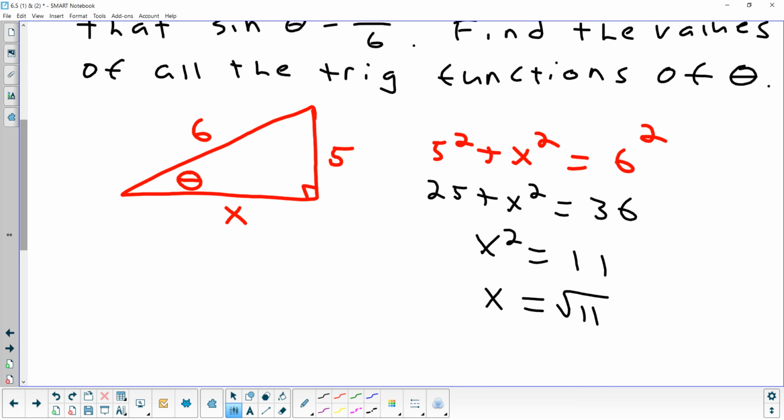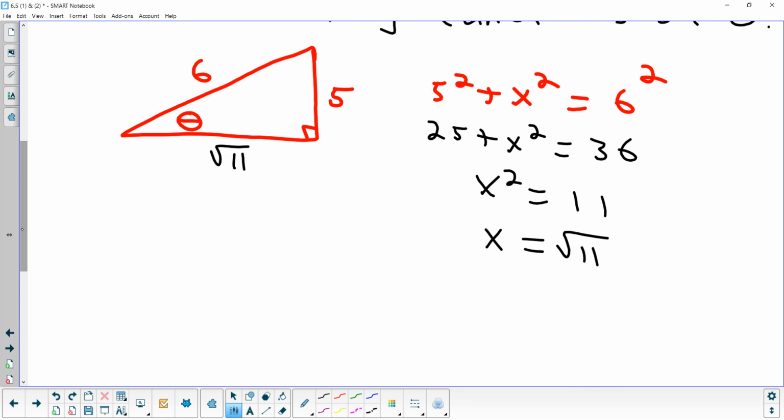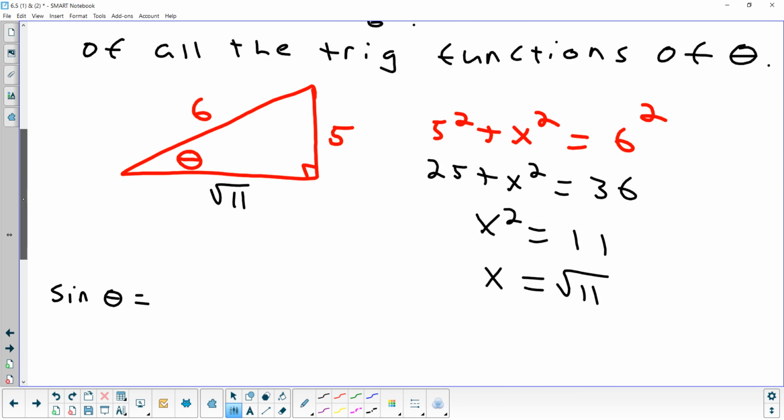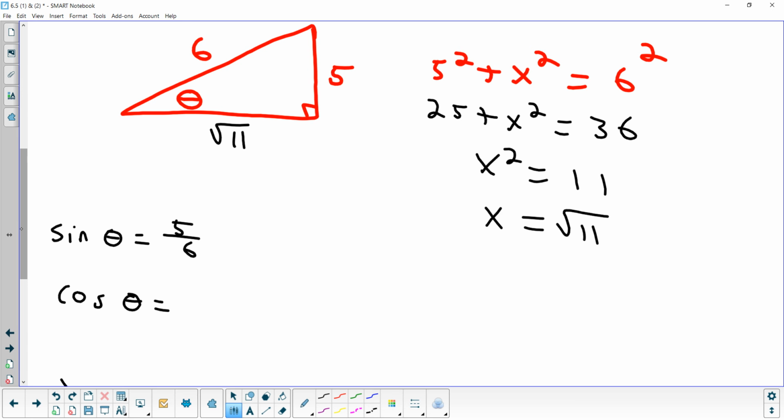And when you're doing a problem that has these directions, we're not going to use decimals. The directions on the test will say leave as an exact answer. So square root of 11 is exactly how we're going to leave it. Okay, now we know every side. Let's make a chart for all 6 trig functions. Sine. Well, we already know that one, 5 over 6. How about my cosine? Jake, what's my cosine going to be?